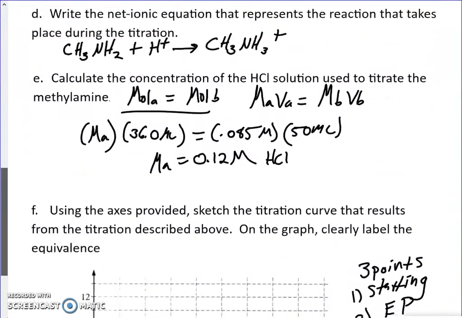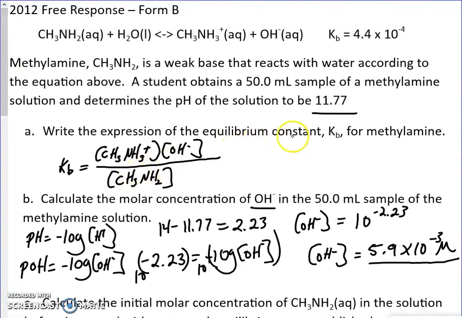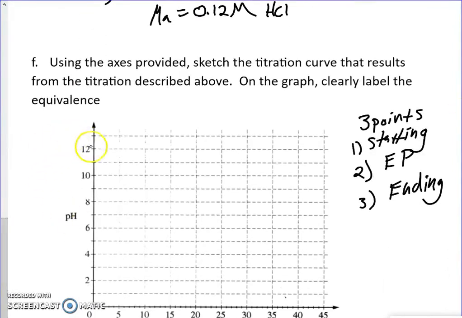So our starting point is before any titration occurs, meaning we just had the methylamine. Guess what? They give it to you. It's 11.77. Okay, well, let's go back down and mark that. 11.77. So somewhere around here is our starting point. And let me grab a different color so you can see that a little better. Let's use red. Somewhere about right here.